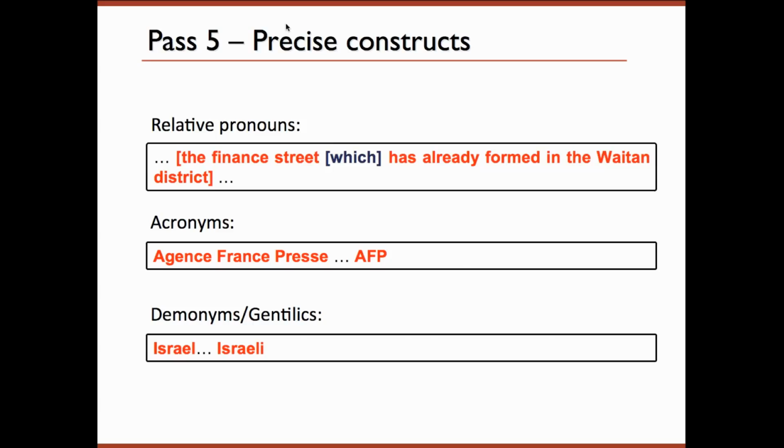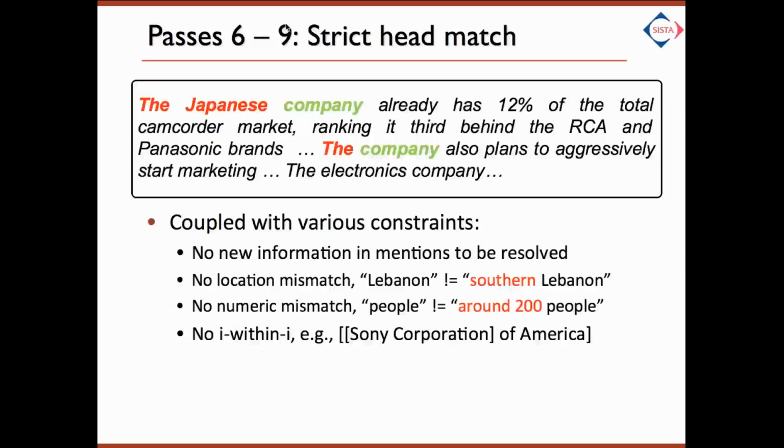Then we look at head matches. So obviously you want to link two mentions if they have the same head word. But it's not only that. You want to link those two, but you don't want to link it with this mention. So basically the rule here says as long as they have the same head word and they match these constraints, then we link. And this is a very important constraint.